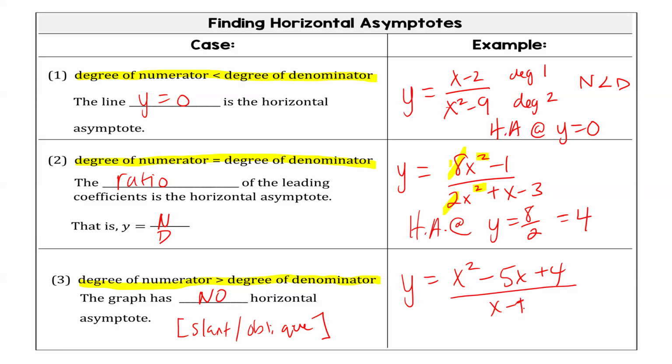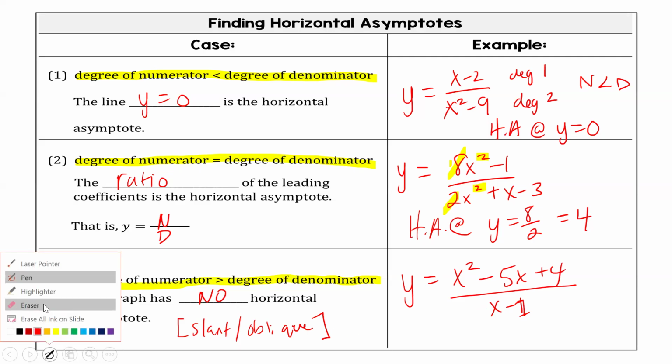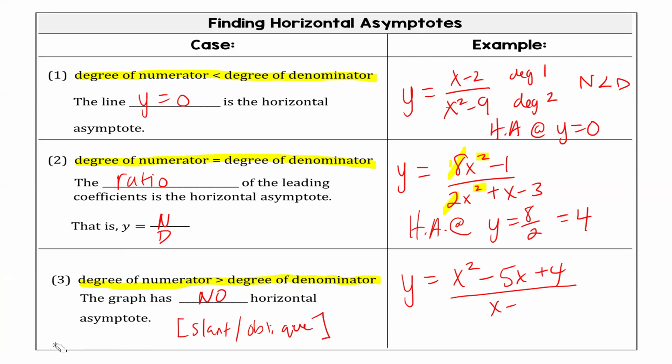So for example, we have y equals x squared minus 5x plus 4 over x minus 1. Okay, I'll fix it. x minus 1. Is that better? All right, so the degree of the numerator is 2. The degree of the denominator is 1. So in this case, n is greater than d. So there is no horizontal asymptote. Got it? And that's just because the degree of the numerator is greater.